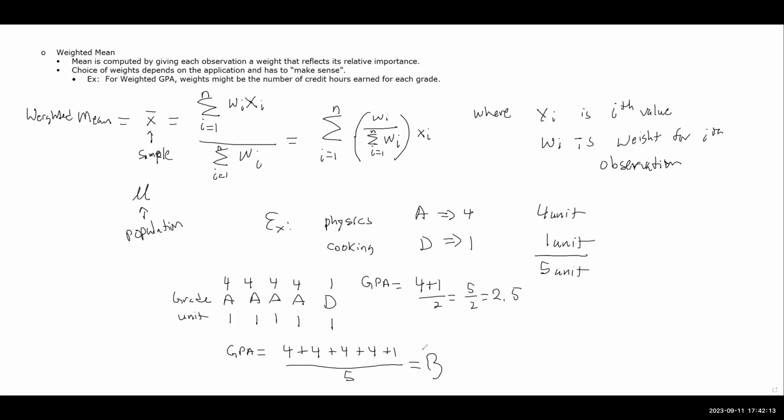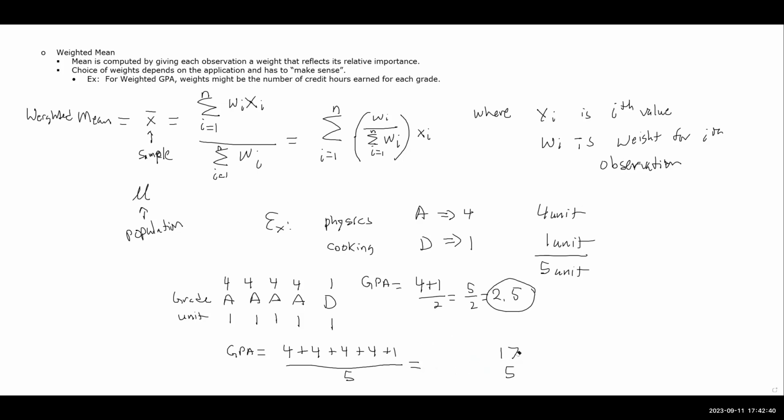Three. 3.4. How? It's 17 divided by 5, 3.4. This looks a lot better than a 2.5. Okay, so wait. 4 plus 4 plus 4 plus 1. This has nothing to do with this or this, does it? It does. How? Let me erase this.